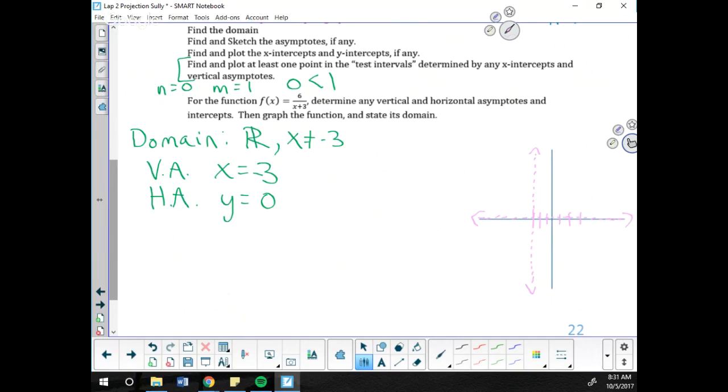Okay. So I now have graphed my horizontal line and my vertical asymptote. My next step, find and plot the x and y intercepts if we have any. Let's do x-intercept first. The x-intercept is when we set the numerator equal to 0, right? So top is 6. 6 equals 0. Does that ever happen? No. So do we have an x-intercept? No, we do not have any, so none.